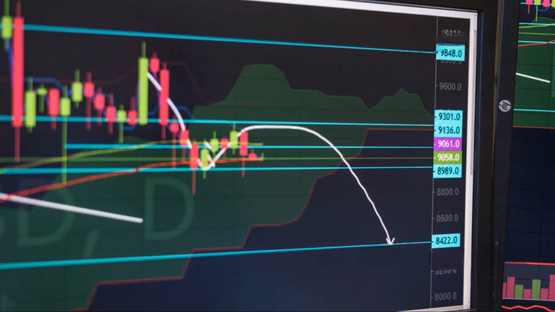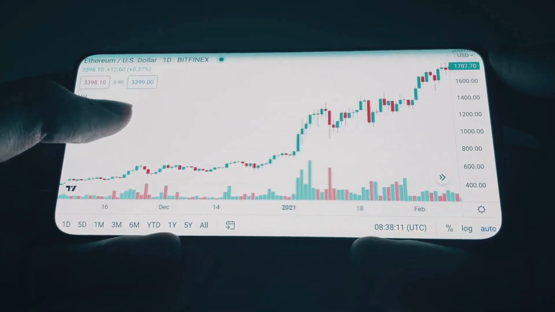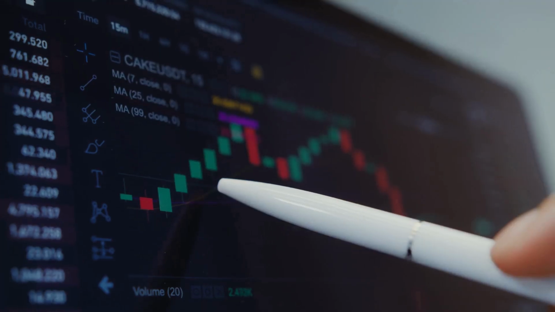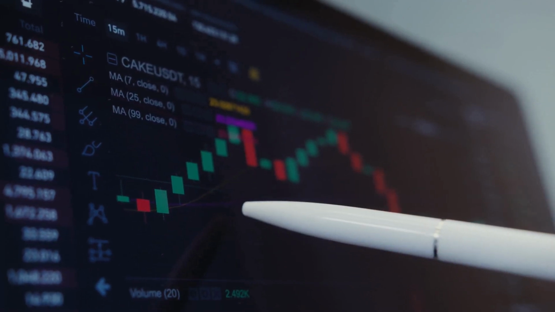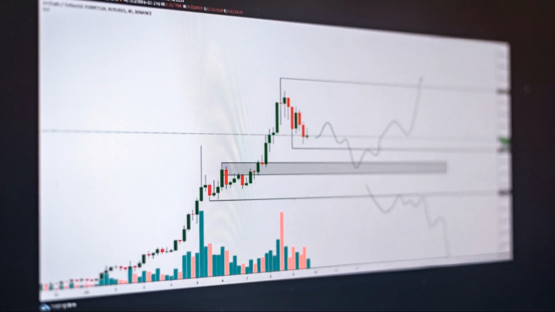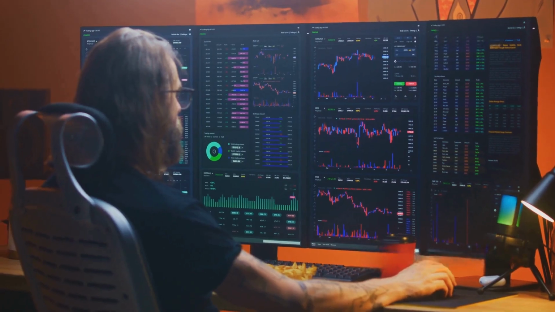It's frustrating, I know. But what if I told you there's a way to decode these invisible levels? What if you could anticipate where prices are likely to stall, reverse, or break out with a much higher degree of accuracy? That's exactly what we're diving into today.